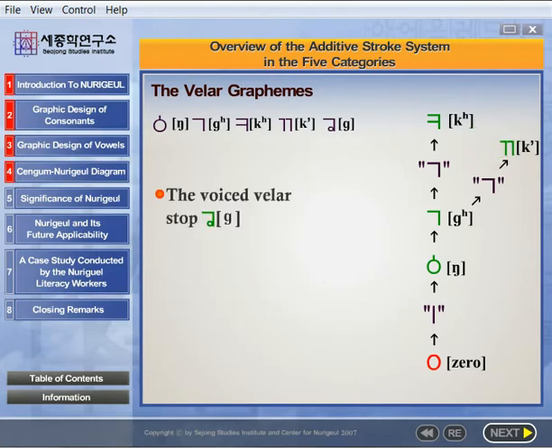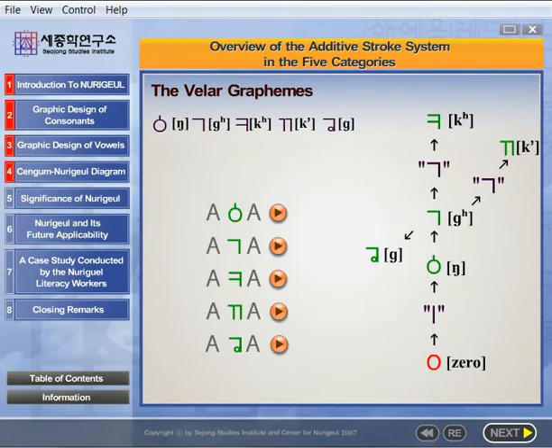The voiced velar stop g, as in God, is formed by adding a symbol of voiced sound to the lower left corner of the grapheme k. Now let's practice the 5 velar sounds.